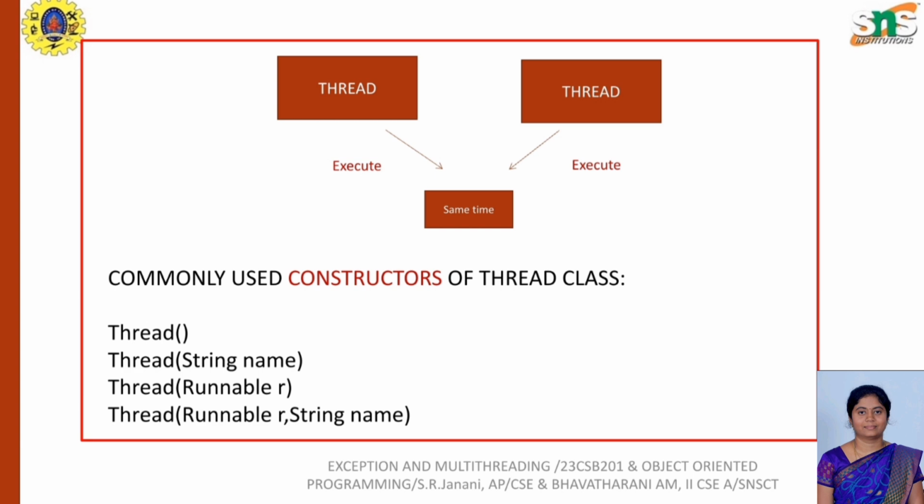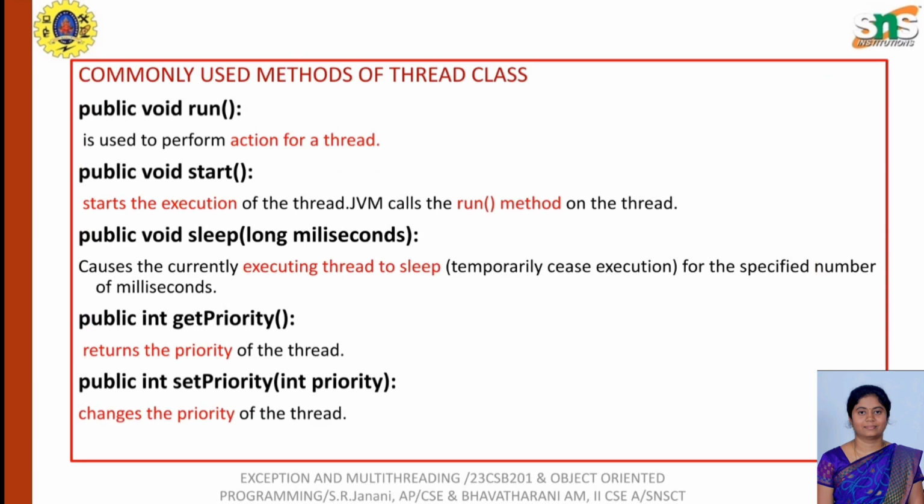Here, the commonly used constructors in the Thread class are Thread(String name), Thread(Runnable r), and Thread(Runnable r, String name). These are the constructors used in the Thread class. The common methods used in the Thread class are public void run, public void start, public void sleep(long milliseconds), public int getPriority, and public void setPriority(int priority).